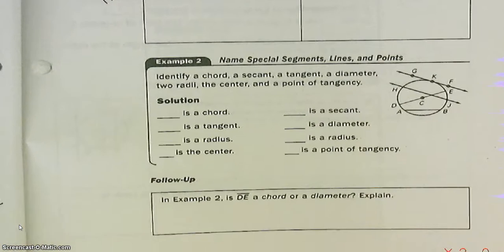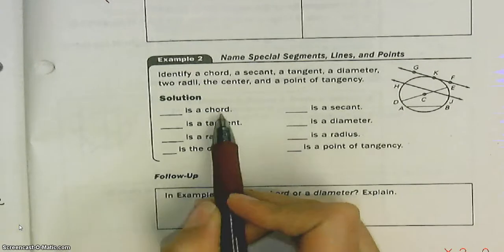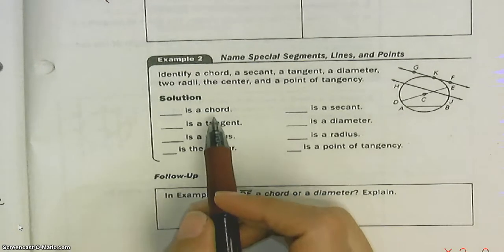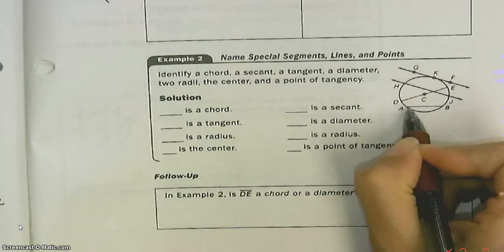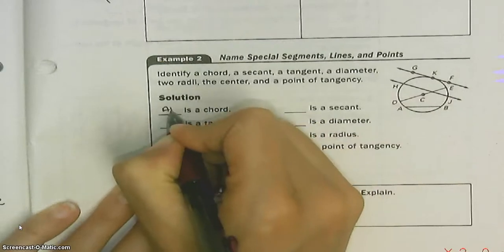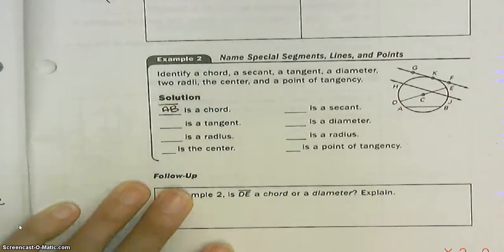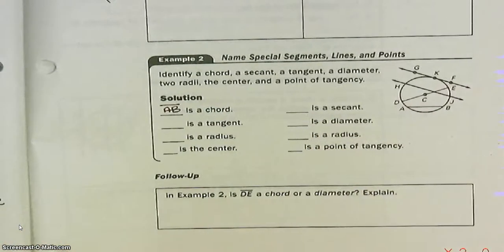Identify a chord, a secant, a tangent, a diameter, 2 radii, the center, and a point of tangency. Whew, here we go again. So a chord is a segment with endpoints on the circle. So I'm going to use AB. And make sure we're labeling this well. It's a segment, so I don't put arrows.